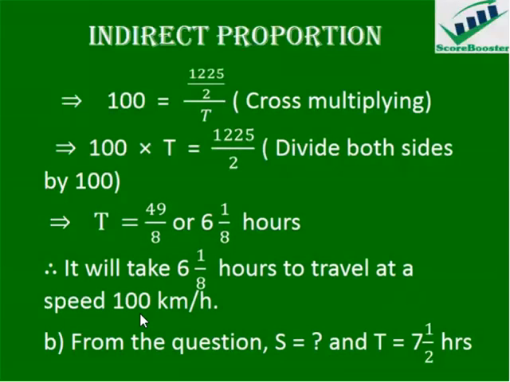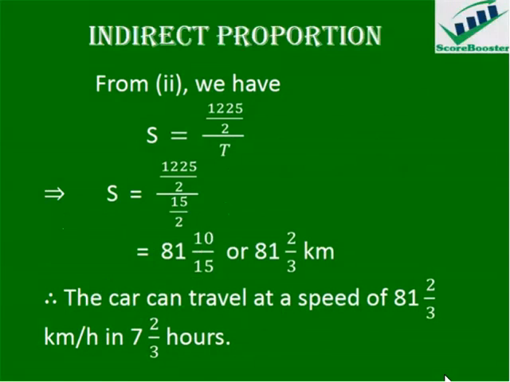So the second question says, what will be the speed of the car at the end of 7.5 hours? So here the speed is unknown, but we are given that the time is 7.5 hours. So we also go back to the relationship, which is what? S equals 1225 over 2, everything divided by t, and we are given the time to be 7.5, which is also 15 over 2 when changed to an improper fraction.